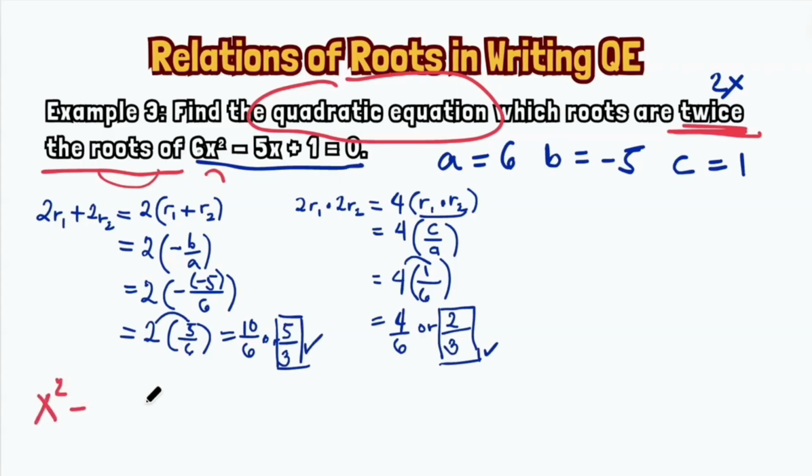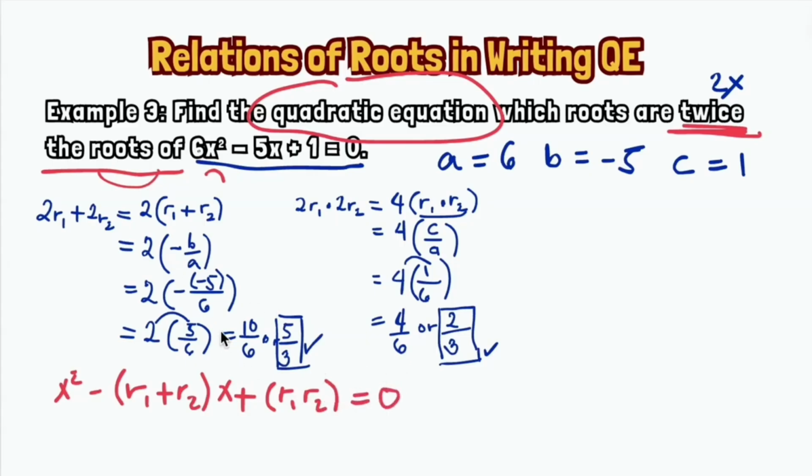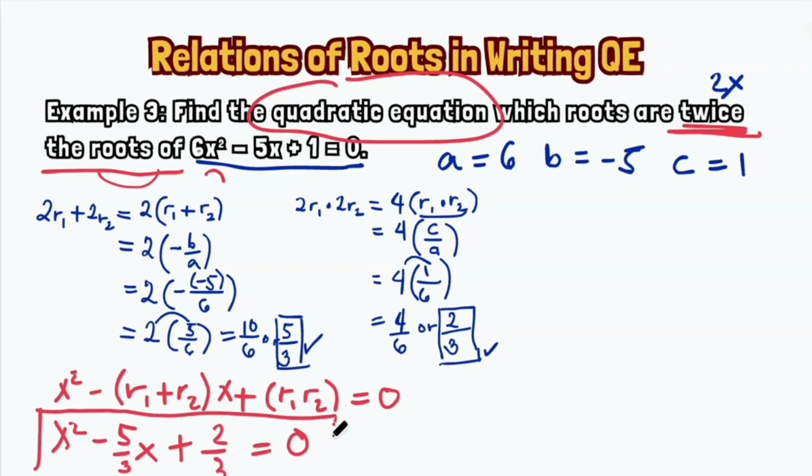We have x squared minus the sum of the roots, root 1 plus root 2, x plus the product of the two roots, that is root 1 times root 2 equals 0. So, nakuha na natin kanina yung sum and product. We have this x squared minus the sum, which is 5 over 3. We will use this particular information. X plus the product would be 2 over 3. So we have 2 over 3 equals 0. So this is the other form, the final form of this quadratic equation.